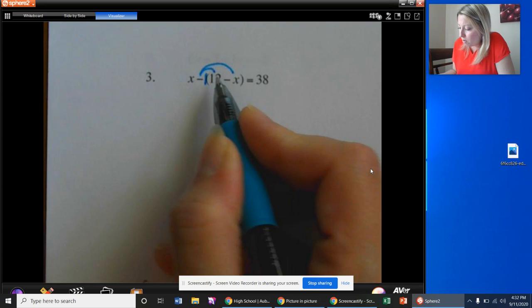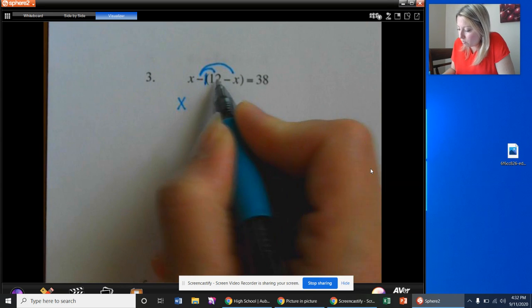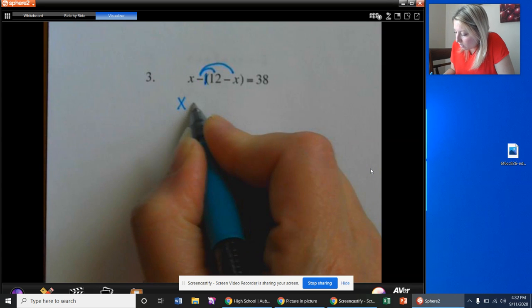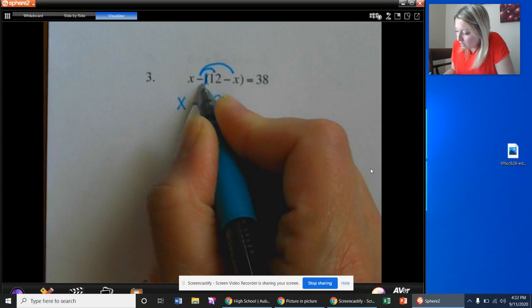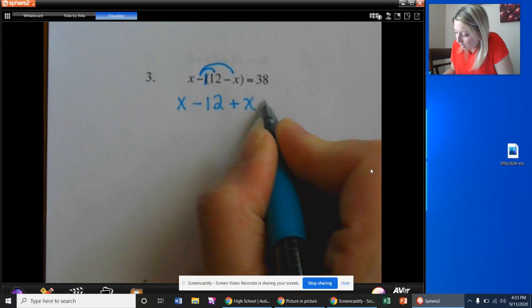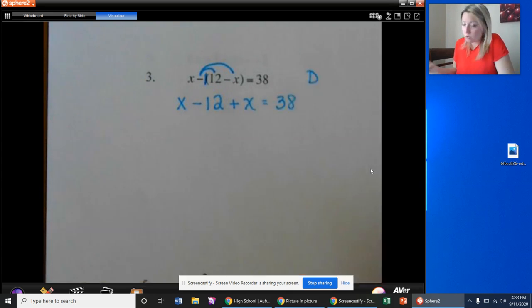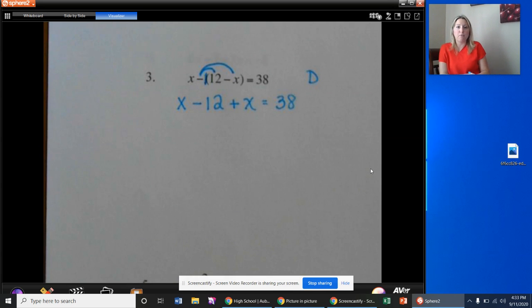So this -1 multiplies by both of these. Bring the x down to this line. Negative times 12, -1 times 12, is -12. -1 times negative x is going to give me a positive x. Bring down the equal sign and the 38. And remember, we just used the distributive property, so I'll label that above.